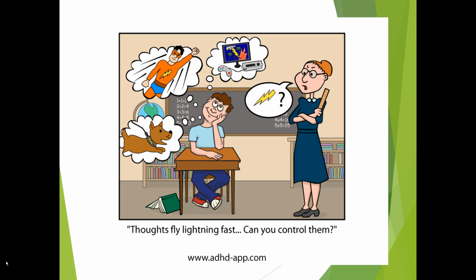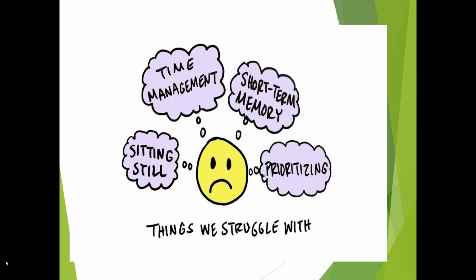So again, a couple of comics. Thoughts fly lightning fast. Can you control them? The kid is sitting there in school. It looks like his teacher is pretty unhappy, and it looks like he's got lots of other things that he's thinking about. His book is on the ground, and he's not really doing what he's supposed to do in school. It can be very frustrating for teachers and also for the child, because the child is more than likely not going to be doing their homework. They may not be passing, and again, that really does hit their self-esteem pretty hard.